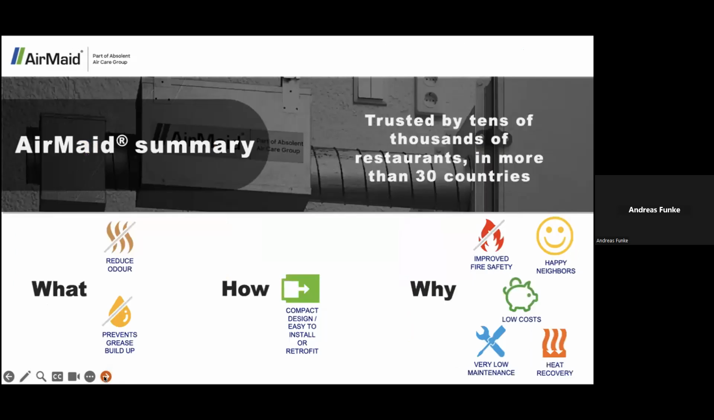So again, what do we do? We reduce odor and prevent grease buildup. How do we do that? Yeah, with a very, very compact design, which is easy to install or retrofit. And why do we do that? Well, mainly to improve fire safety and to also, which is called happy neighbors here, reduce odor, depending on where you're releasing the air. And this we do by offering low costs, low maintenance, and even heat recovery would be more affordable with this kind of system.